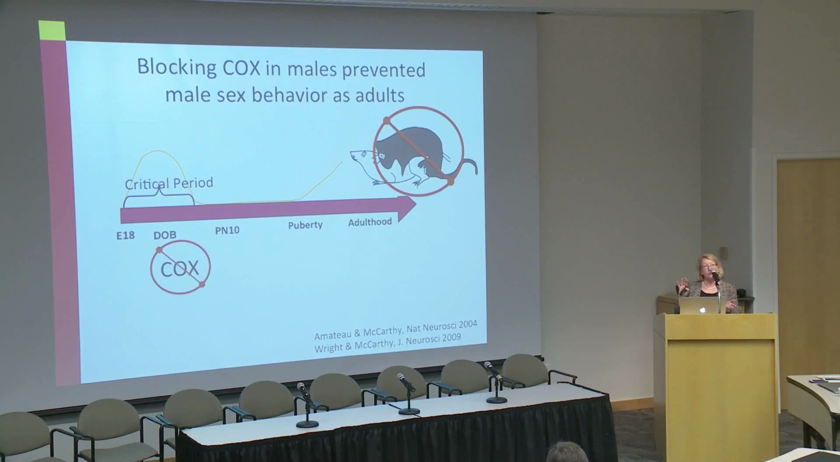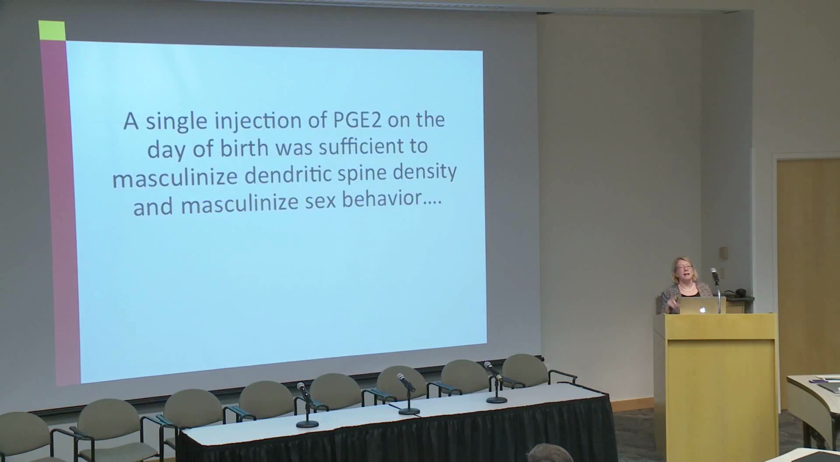And no, the irony that we're using a COX inhibitor is not lost on me. So along the way on these studies, we found that a single injection of prostaglandin E2 on the day of birth, one single injection, was sufficient to masculinize dendritic spine density and masculinize sex behavior.